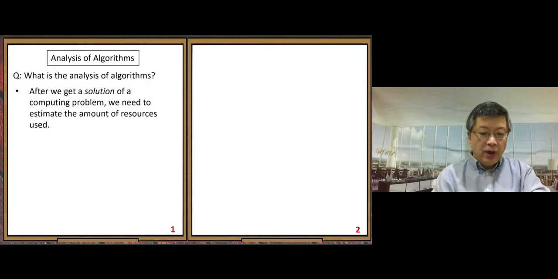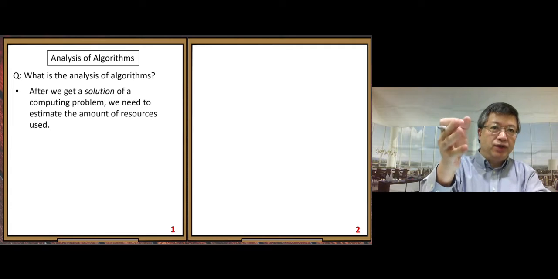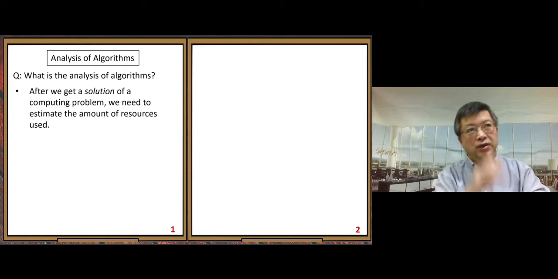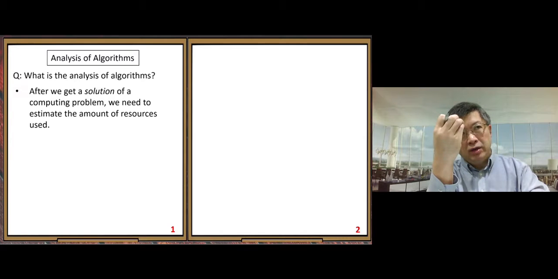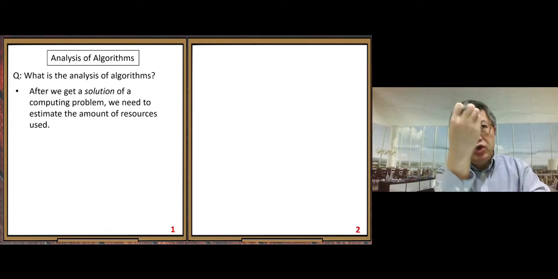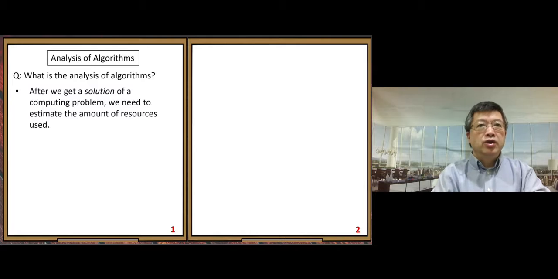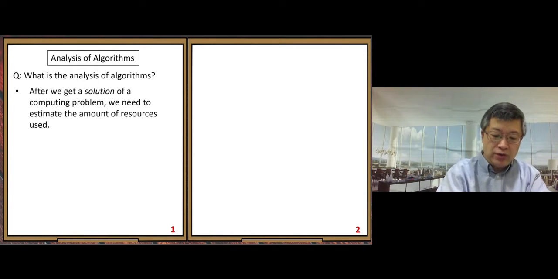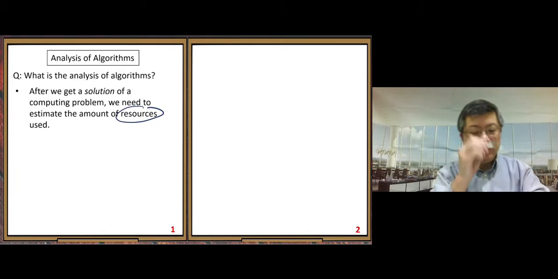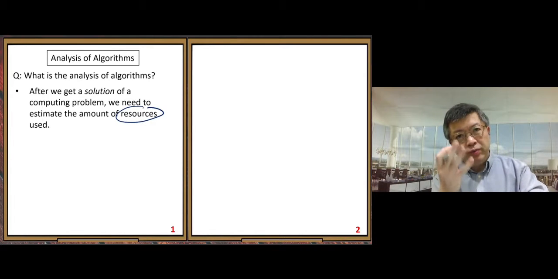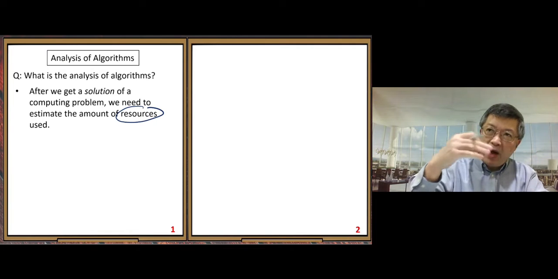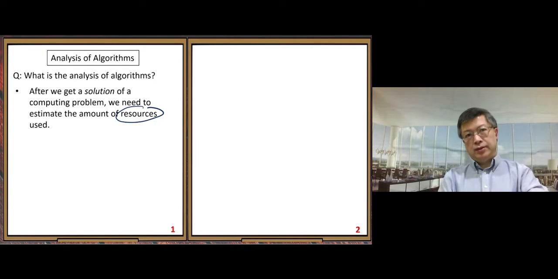So after we get a solution of a computing problem, the algorithm, specifically the algorithm to solve that problem, we need to estimate the amount of resource used. This resource here is pretty vague, so we want to provide a more specific meaning to it.